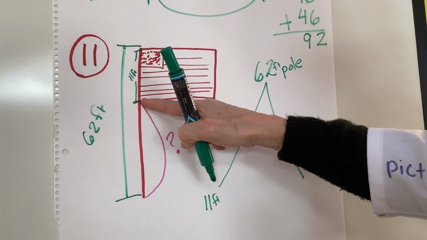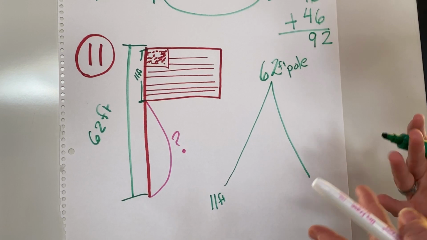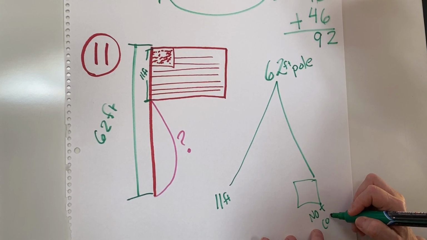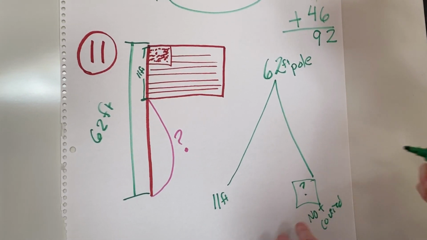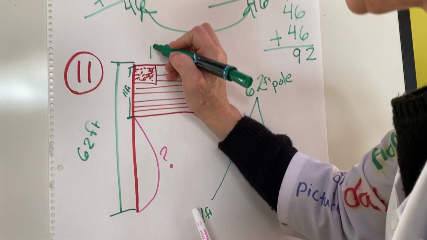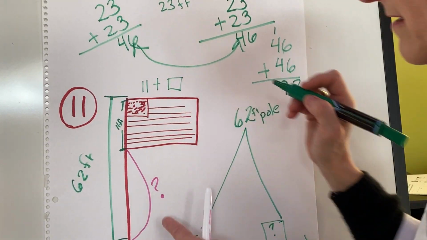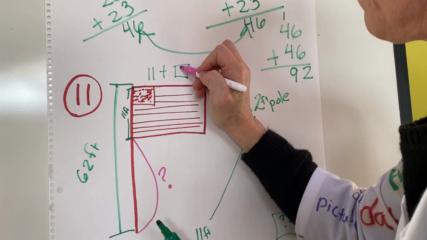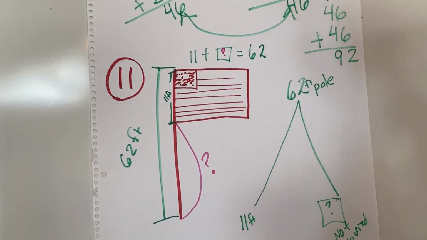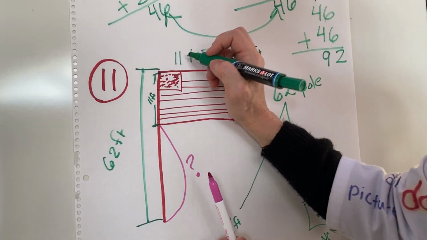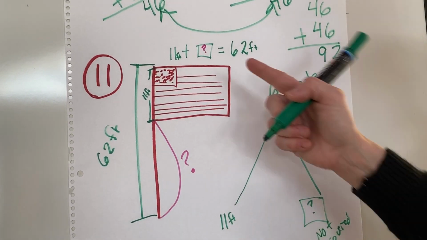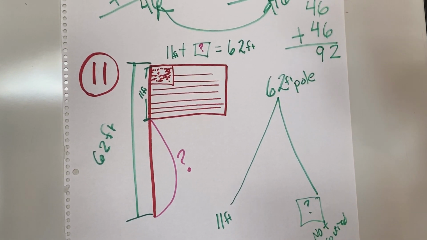So they're saying, what is the other part of the pole? What's the other unknown add-in? That's the part that's not covered. That's what you're looking for. If I had to do a situation equation, I might say 11 plus what? That's that part. The part that's not covered, right, equals 62. And we're talking about feet. So they just want you to know, what's this part here? You're looking for that other unknown.